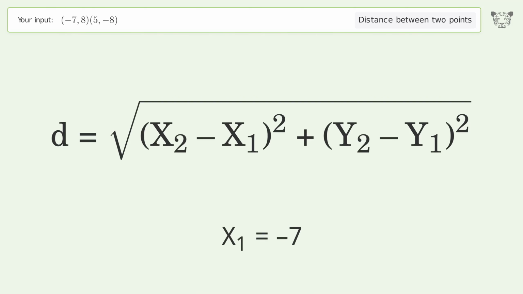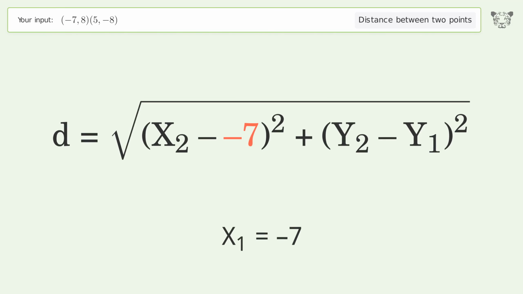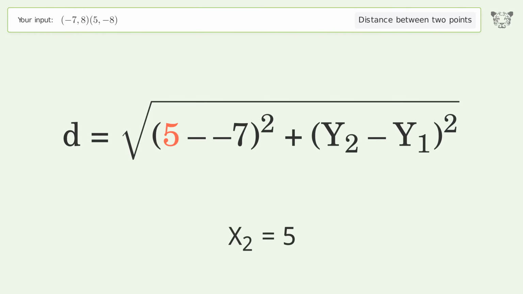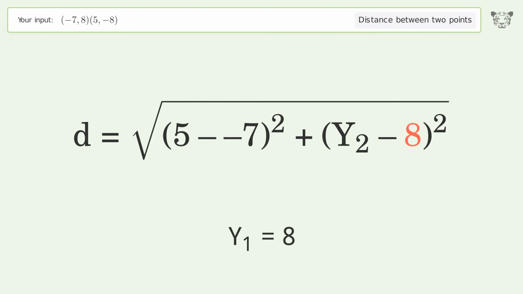x1 equals -7. x2 equals 5. y1 equals 8. y2 equals -8.